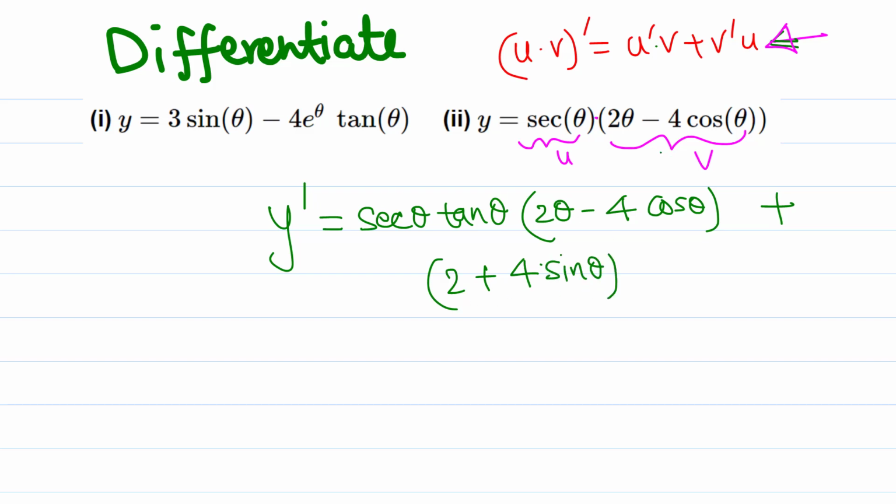This is v prime u, now secant theta, and this is it. You can distribute, but it's not going to make a lot of difference. So this can be left final.